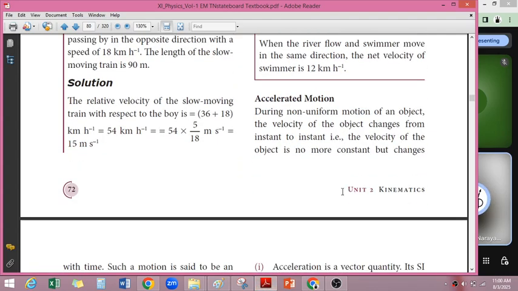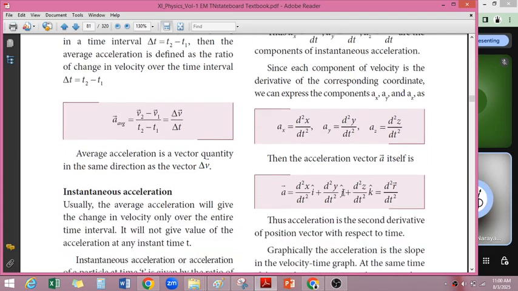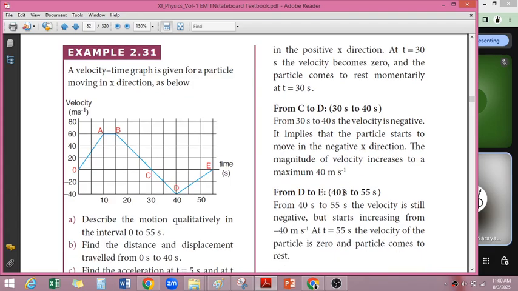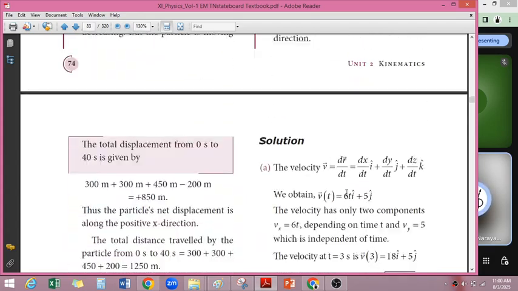I think accelerated motion, average acceleration is very similar to average velocity and instantaneous velocity, right? So maybe we can continue this in the next class.